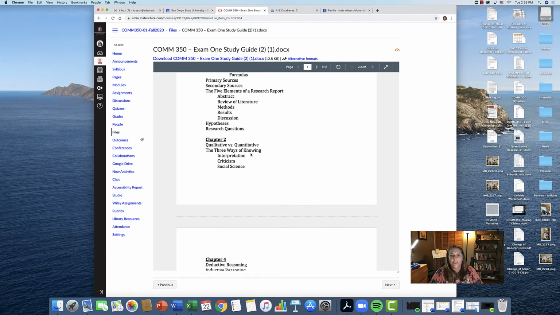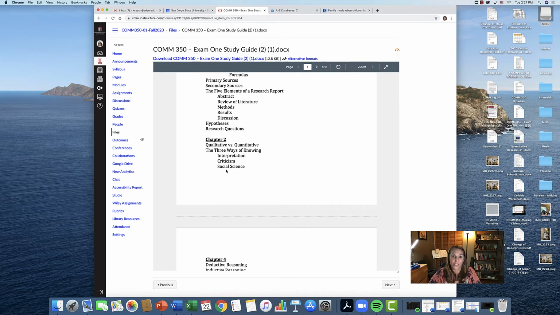Now, I want to kind of focus in on these three because interpretation we also know as qualitative. It could be the same word. Criticism sometimes has the word critical or rhetoric associated with it. And social science typically has the word quantitative associated with it. And in the previous edition of this book, they even called social science the discovery paradigm. We've stopped using that word now.